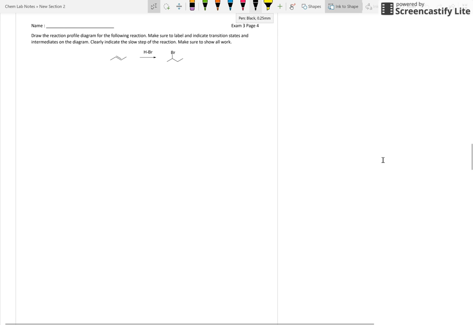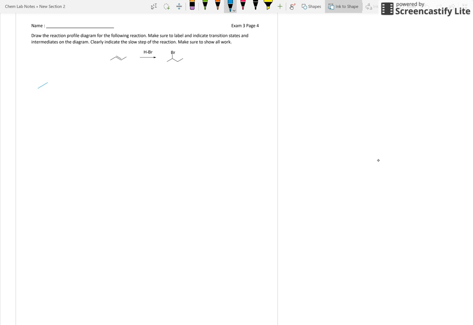So we're looking at page 4 of exam 3 for the spring 2018 exam. And here it's asking us to draw the reaction profile diagram for this reaction. It's asking just to basically label and make sure that we draw a complete diagram. So before we draw a reaction profile diagram, we have to know what the mechanism is.